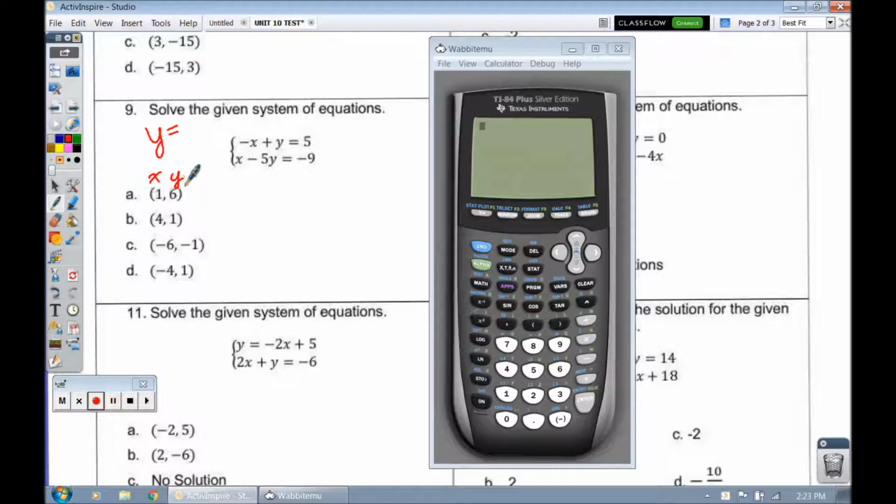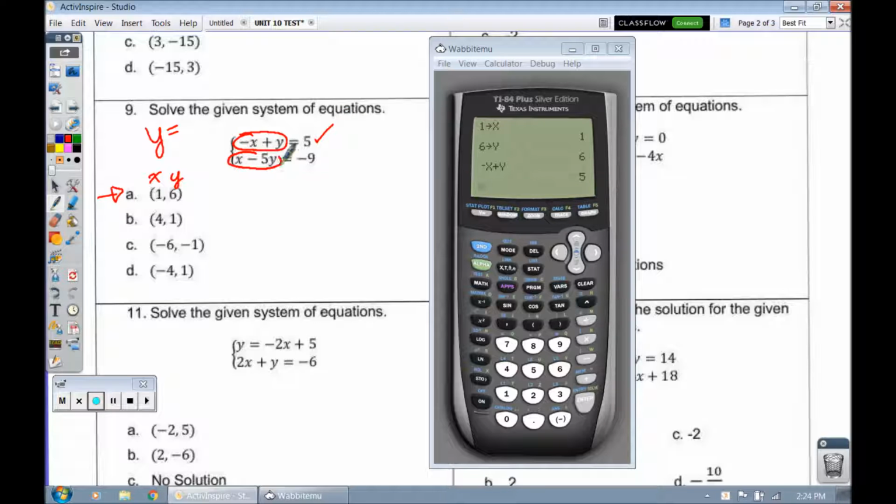So let's start with letter A right here. Let's take 1 and store it to x. And let's take 6 and store it to the letter y. Now what we're going to do is type in this guy right here and see if we get an answer of 5. -x plus y. Do we get an answer of 5? Yes, that works.